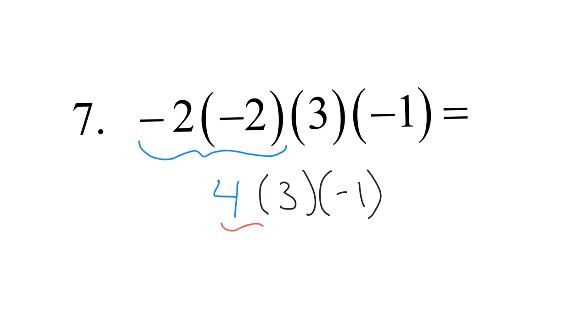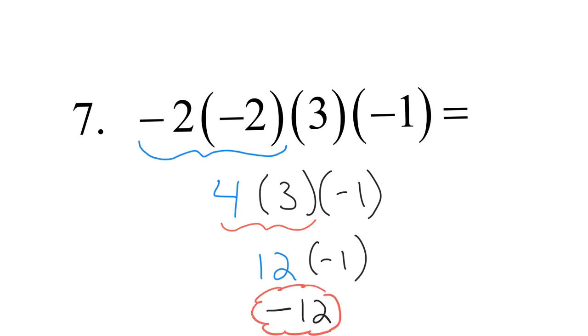From left to right, those are the first 2 numbers. 4 times 3. 4 times 3 is 12. And I bring down the negative 1. And guess what, guys? We have to multiply 12 times negative 1. 12 is positive. 1 is negative. Different signs. Positive times negative is negative. And 12 times 1 is 12. So my answer is negative 12. And remember, we said the answer is negative because we have an odd number of negatives. 1, 2, 3. So it has to be a negative 12.